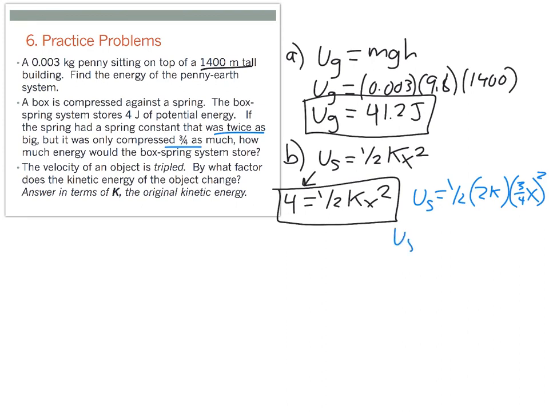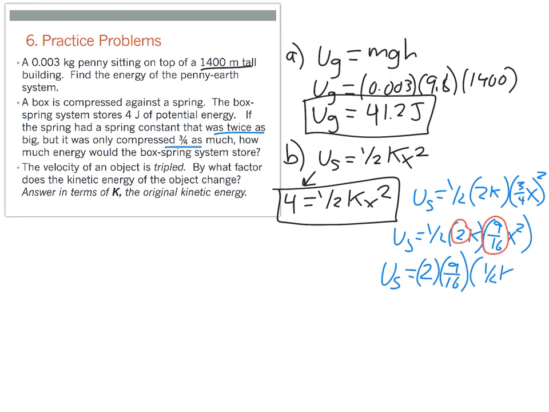So when I go ahead and do a little simplifying, I get that this is 1/2 times 2k times 9/16 x squared. There are a few ways of combining this. What I'm going to do is pull those two constants out in front. So I'm going to say U_s is equal to 2 times 9/16, and then what's left is 1/2 kx squared. The reason I did that was this here was simply equal to that original piece. So what I end up getting is that my spring potential energy now is going to be 2 times 9/16 times 4, which leaves me with a spring potential energy here of 4.5 joules.